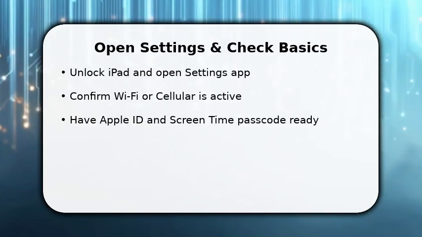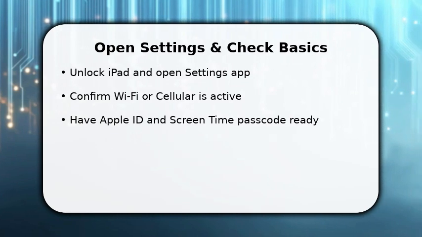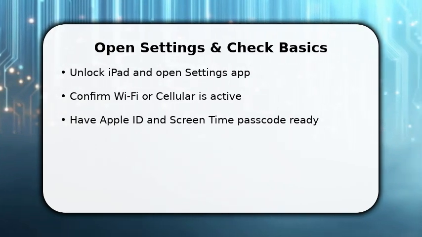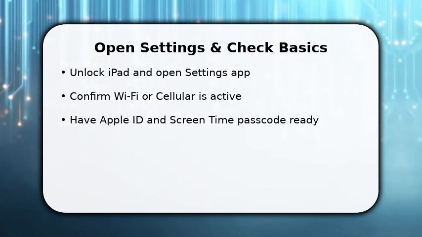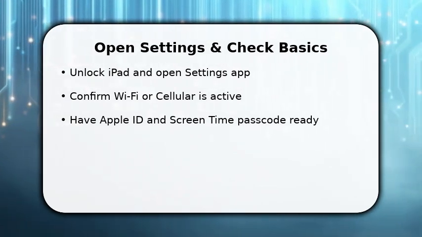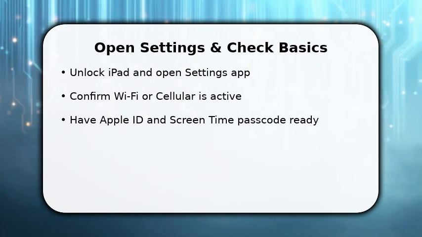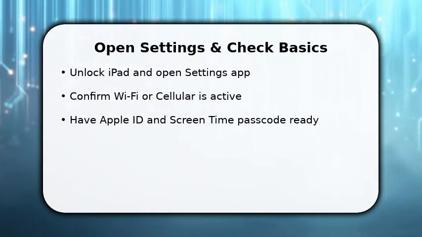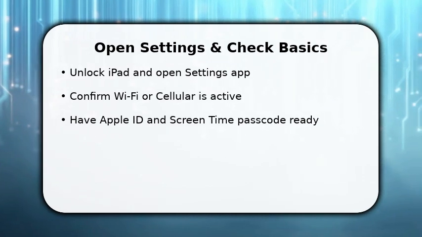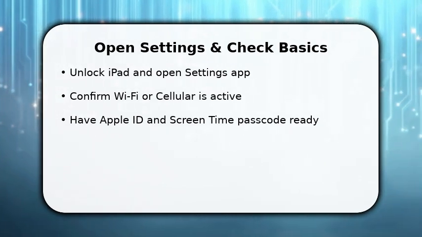You start in Settings because that's where the clock source is live. Tap Settings, then General to view date and time. You need network access for automatic updates, so make sure Wi-Fi or cellular shows connected. If you plan to change screen time restrictions later, have your Apple ID and any screen time passcode available. This prevents being blocked from altering time-related settings.